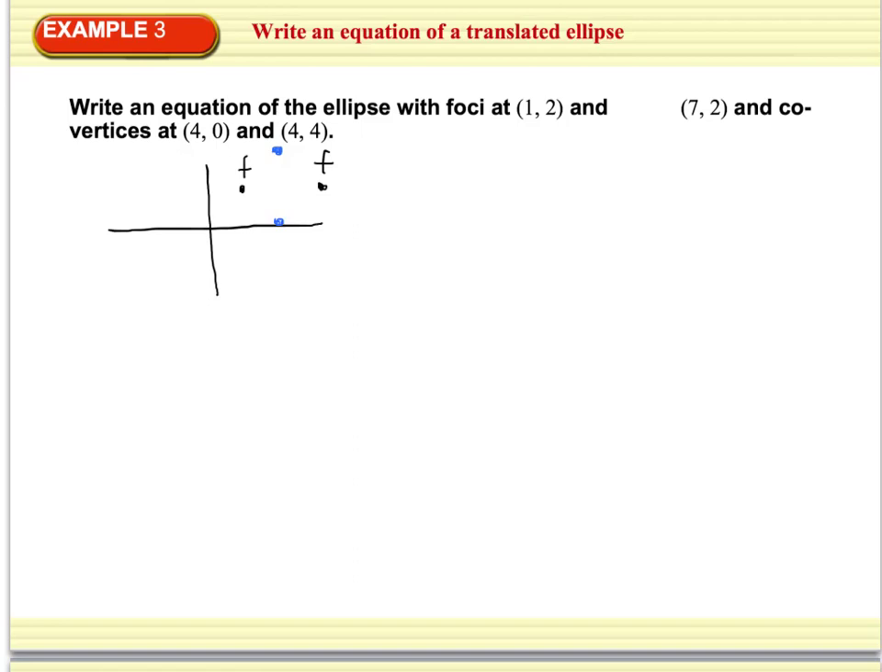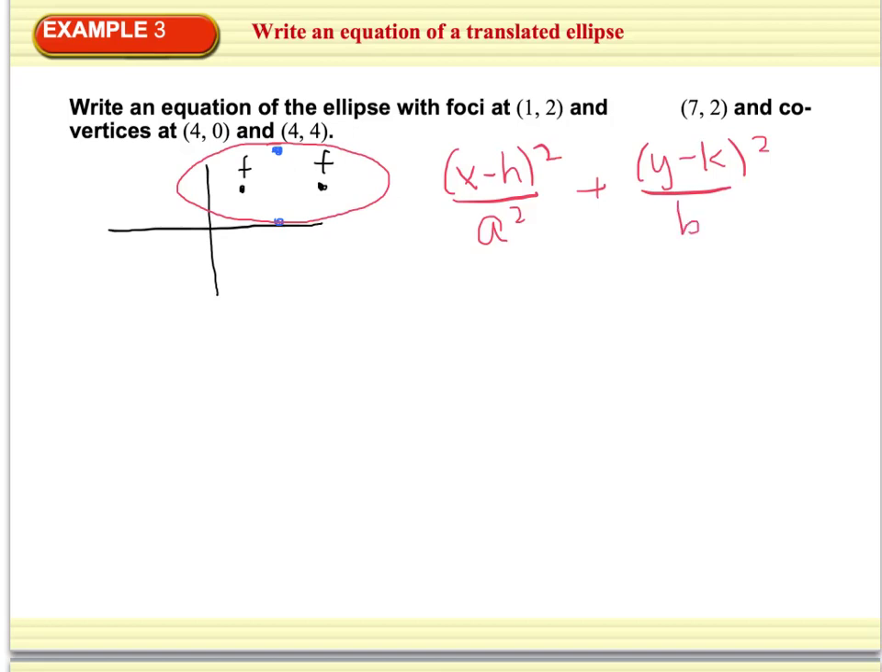Our co-vertices are the shortest side of the ellipse, so we are going to have something that looks kind of like this. So I see that the long axis, or the major axis, of my ellipse is actually parallel to the x-axis, and this tells me that I'm dealing with a parabola, or I'm sorry, an ellipse of the form the quantity x minus h squared divided by a squared plus the quantity y minus k squared divided by b squared equals 1.